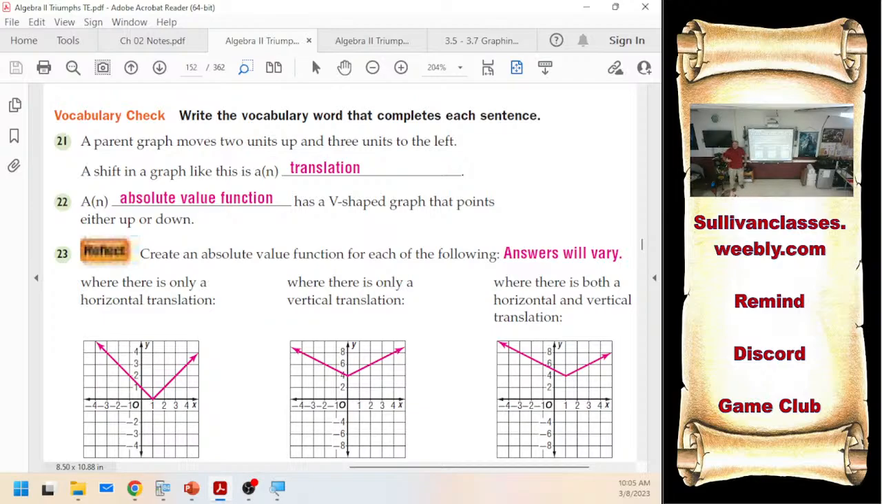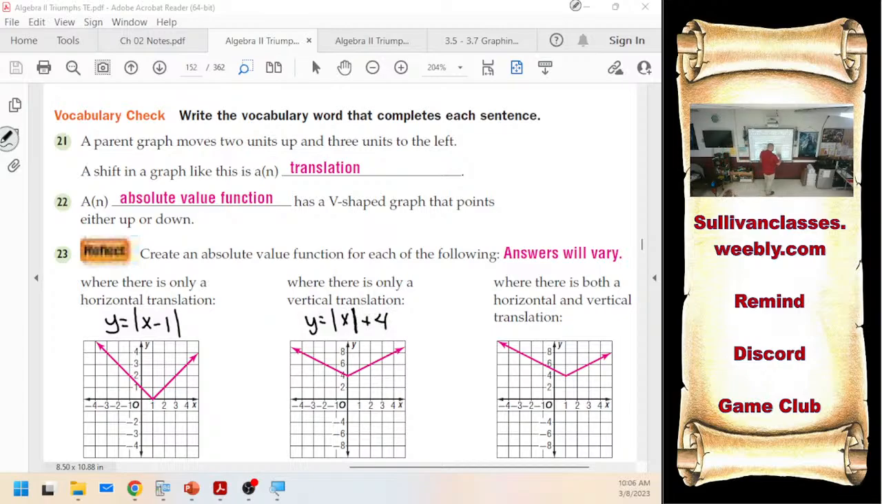If I have a horizontal translation, I just got to know horizontal is this way. So where do I put a number to move this way? Inside the grouping. This particular one is absolute value of x minus 1. They only moved right 1. This is absolute value of x plus 4. I put numbers outside the grouping to move vertically.